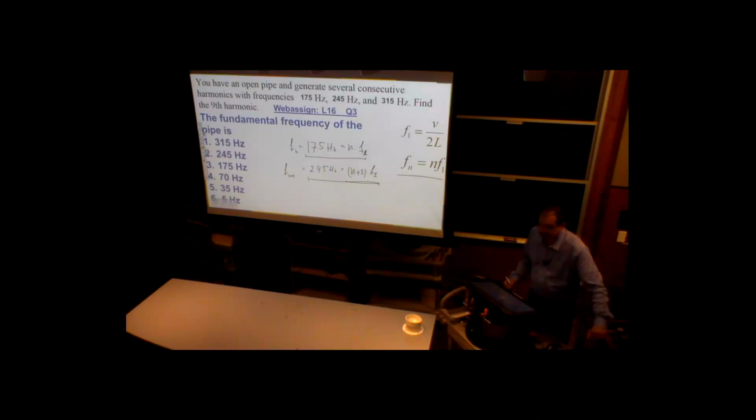Did you find it? What stops you? It's a matter of writing now, right? So we are solving these two equations. We need to calculate the fundamental frequency. That's the goal. And then you should enter your answer in a WebAssign.